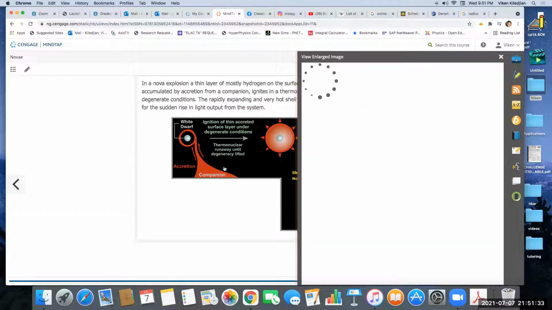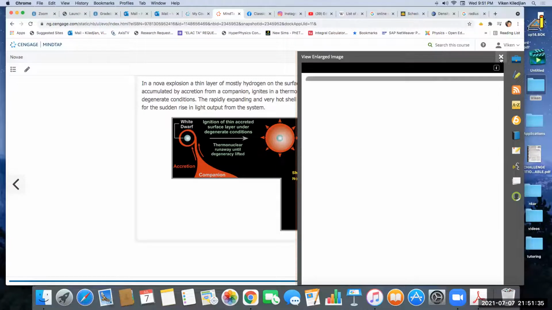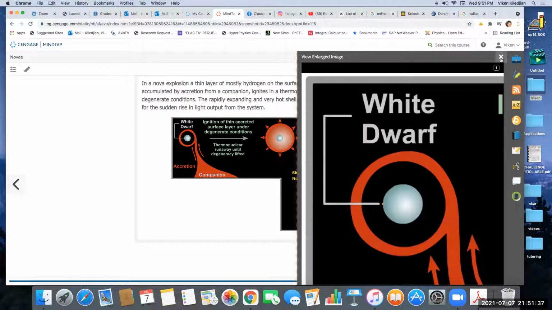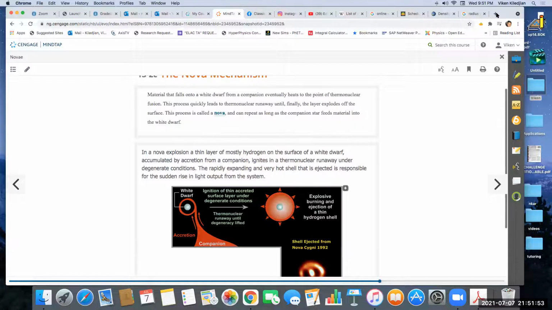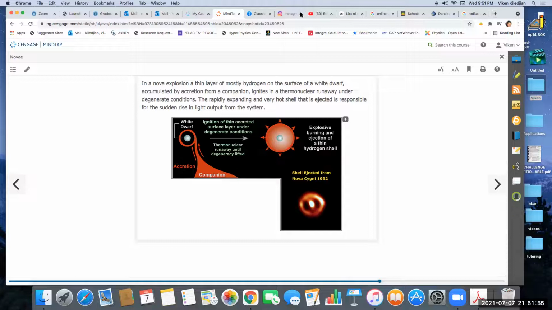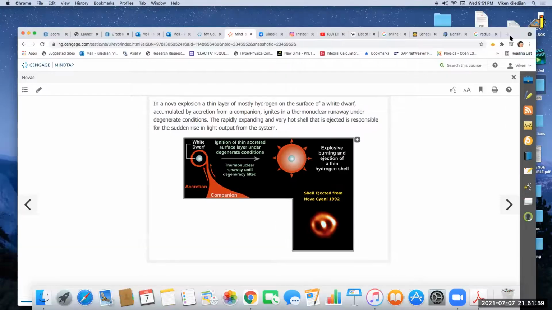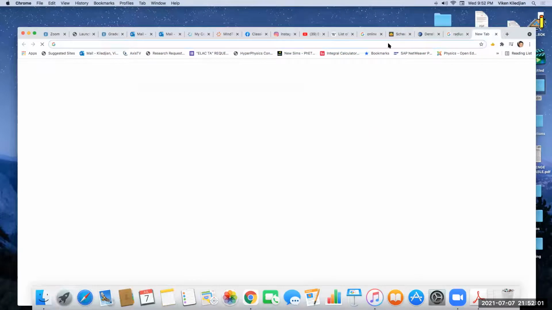Why is that picture half not visible? Oh, okay. So in a nova explosion, a thin layer of mostly hydrogen, the rapidly expanding and very hot shell that is ejected, is responsible for the sudden rise in light output from the system. This is so interesting that it's worth seeing maybe a YouTube video on it, so we can see a good animation.